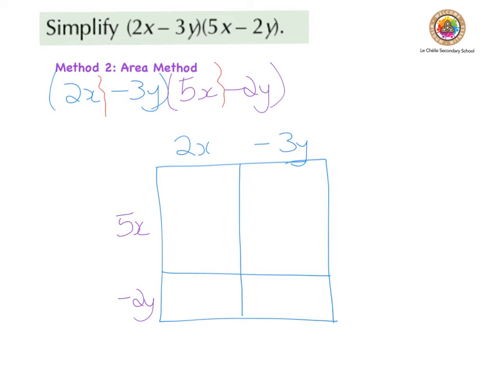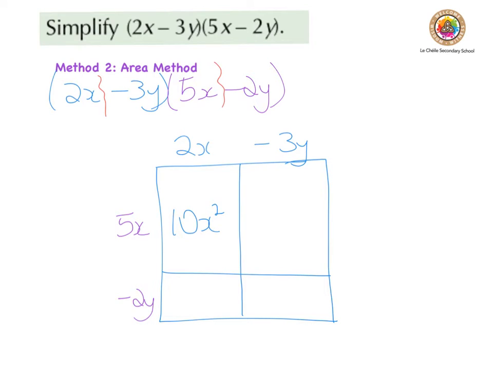Now, so this time, here in this first quadrant, well, what's multiplied by here for this rectangle? I have 2x multiplied by 5x. Well, I know that 2 by 5, well, that's 10, and x by x is x to the power of 2, or x squared. Over here then, in this quadrant here, well, I have 5x and minus 3y, so I'm going to multiply the two of them.